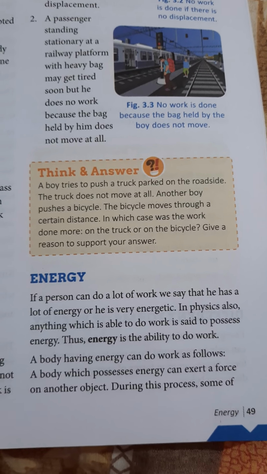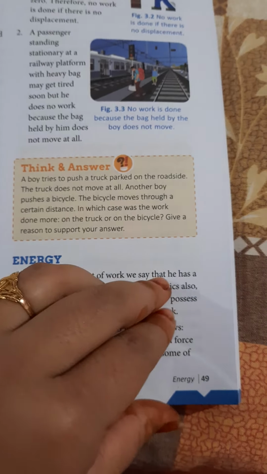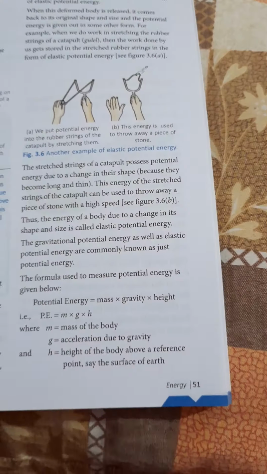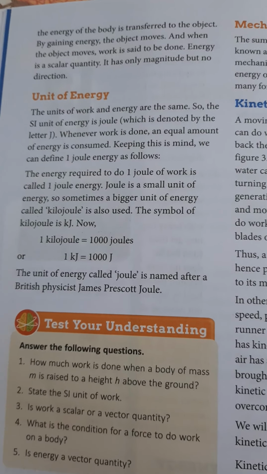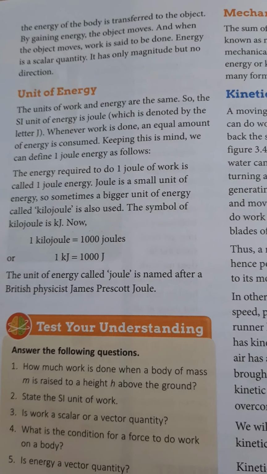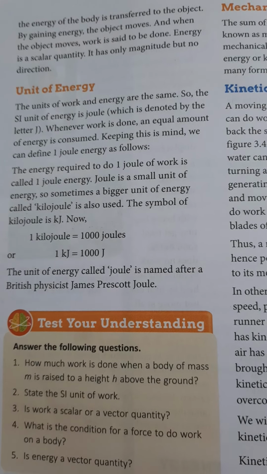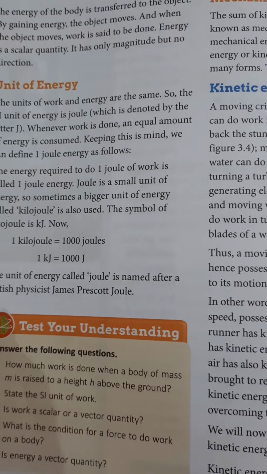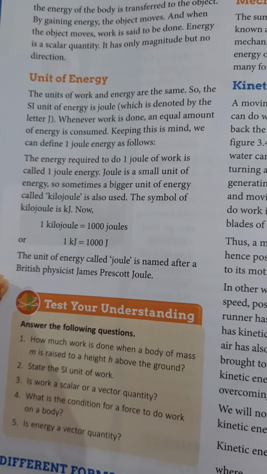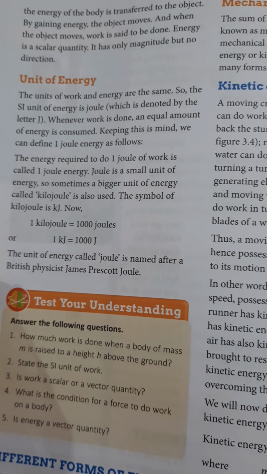A body having energy can do work as follows. A body which possesses energy can exert a force on another object. During this process, some of the energy of the body is transferred to the object. By gaining energy, the object moves, and when the object moves, work is said to be done. Energy is a scalar quantity. Now mind this thing. Work is a scalar quantity and energy is also a scalar quantity. They don't have direction, they only have magnitude.